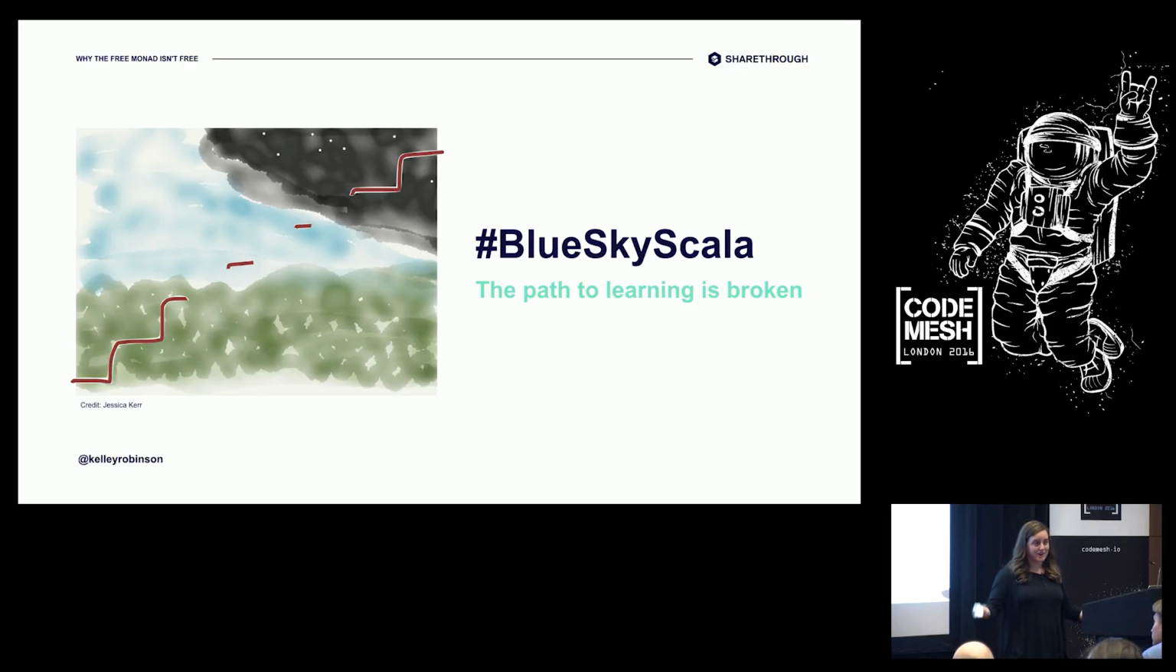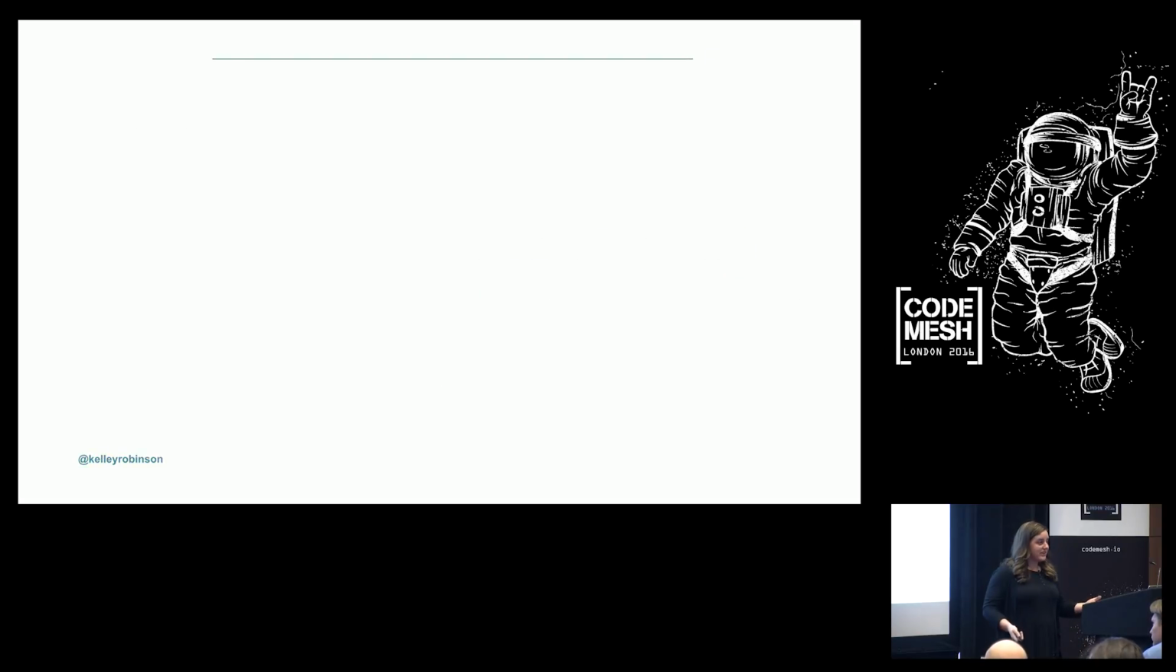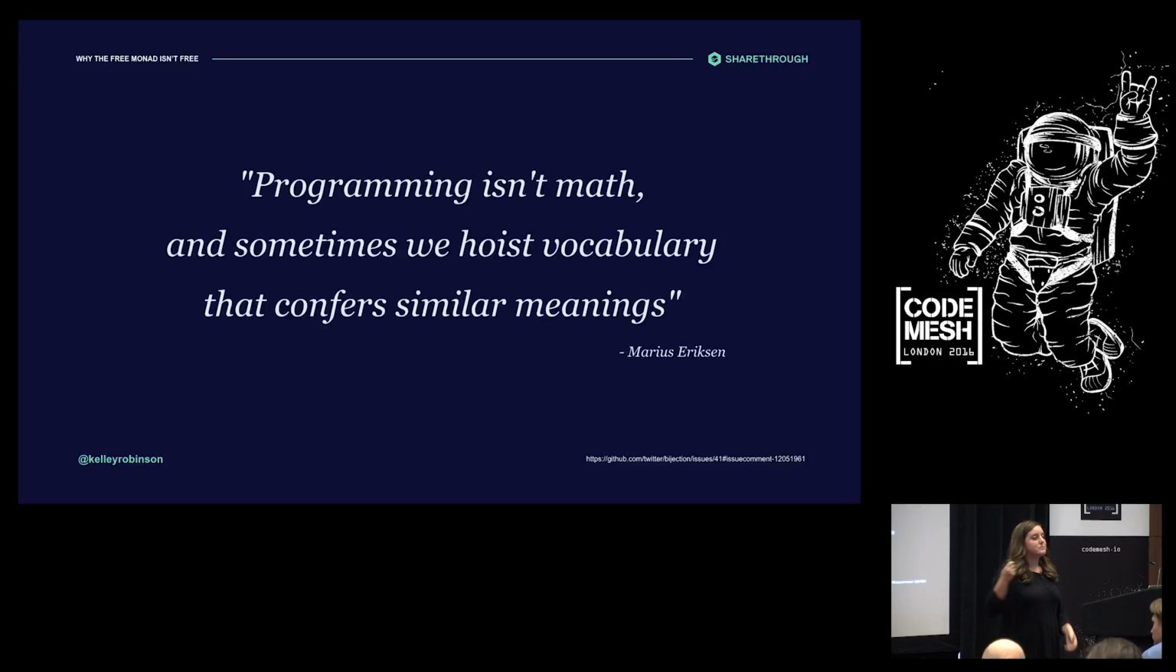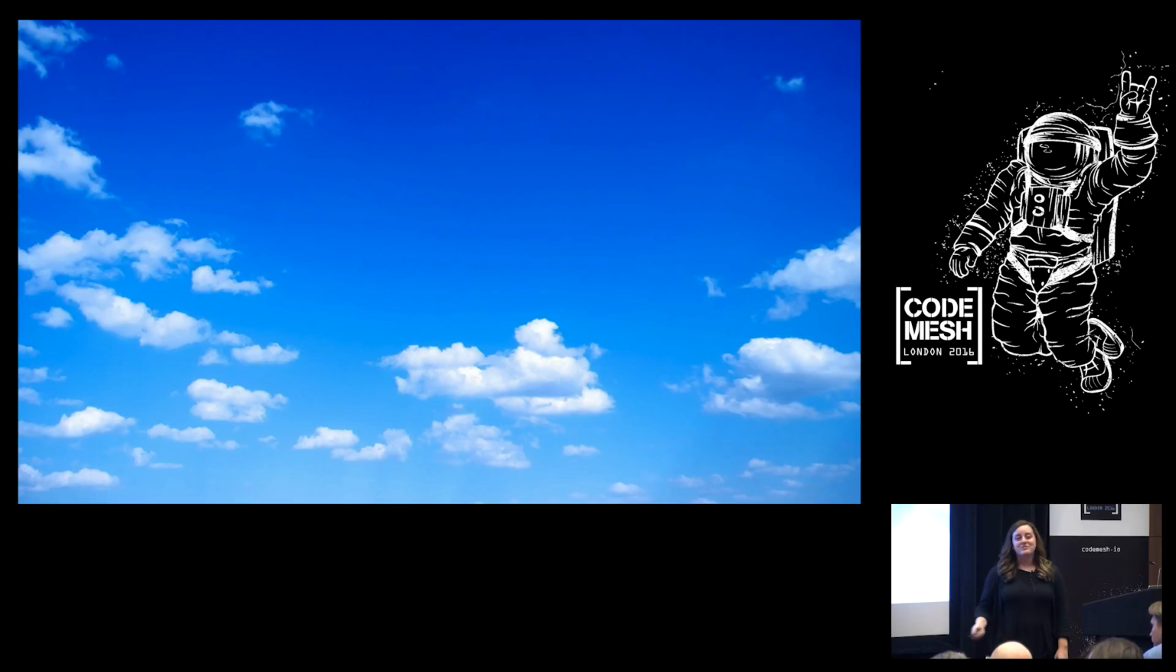You are all attending this talk, presumably because you wanted to learn something about this. So there's this good quote that I like from Marius Eriksson, who's a programmer at Twitter, that says, "Programming isn't math, and sometimes we hoist vocabulary that confers similar meanings." This is somewhat controversial, but I agree with him here. Some people think programmers need to be mathematicians and know category theory in order to be expert programmers, but not everybody does. Part of the reason we've been successful as an industry is because programmers are really good at adapting ideas and giving them to computers to execute them more efficiently. So our biggest skill is exactly this.